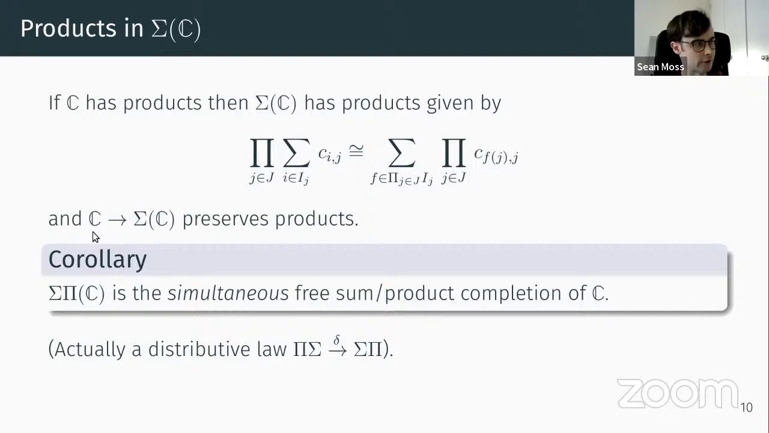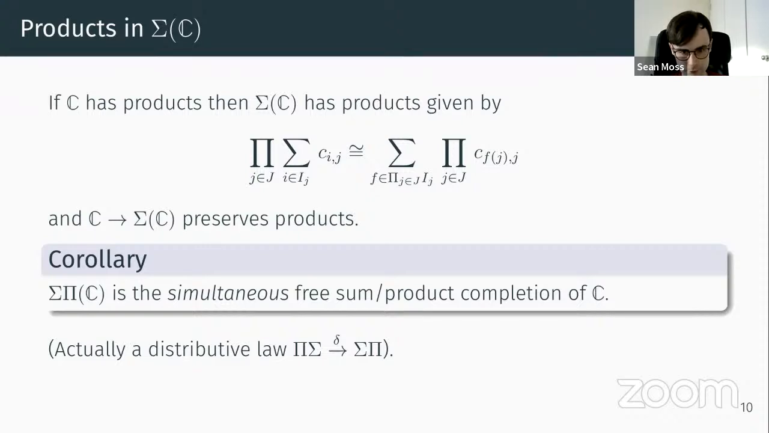Okay, and it's also easy to check that the inclusion of C into sigma of C preserves the products that existed in C to begin with. And you can then check by hand, if you look at the diagrams that express the universal property of sigma C, that sigma pi of C is the simultaneous free sum and product completion of C. So it's not just freely adding sums after freely adding products, but it's the universal way of mapping C into a category which has both sums and products. And so the deep thing going on in the background is that there's actually a distributive law between two monads. Right, but we don't need to go into that.